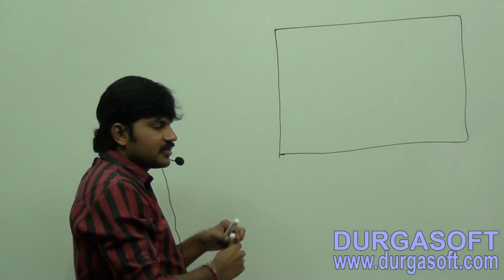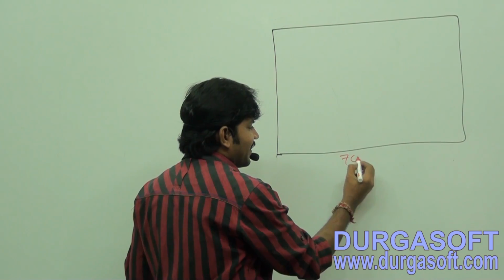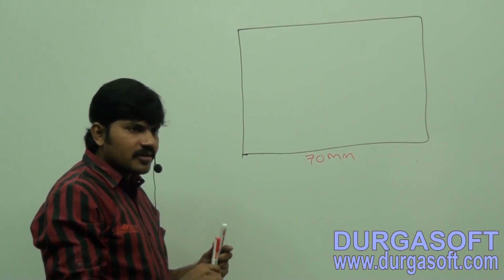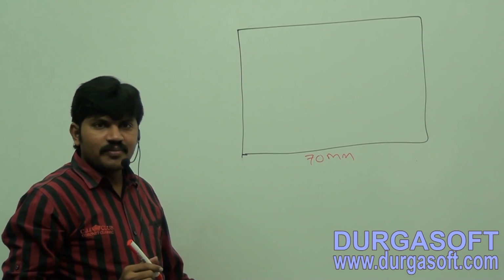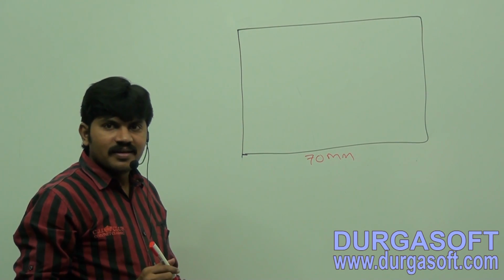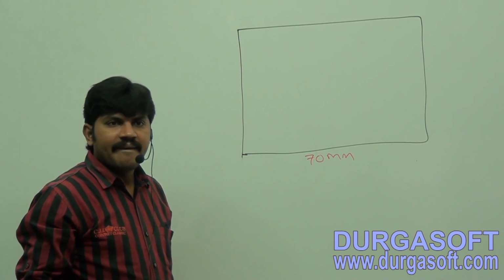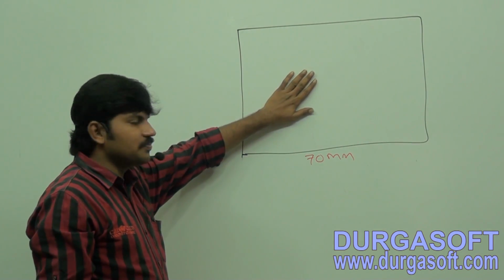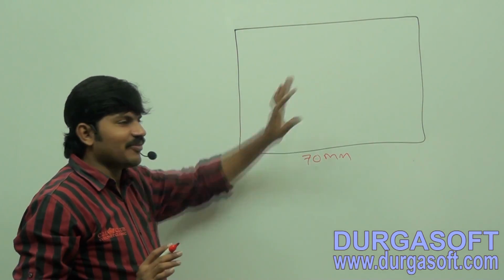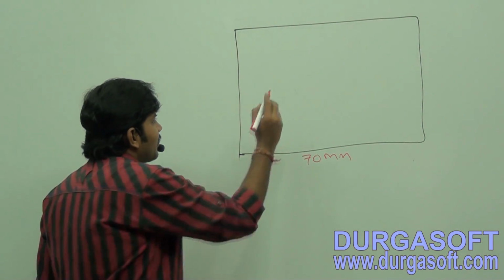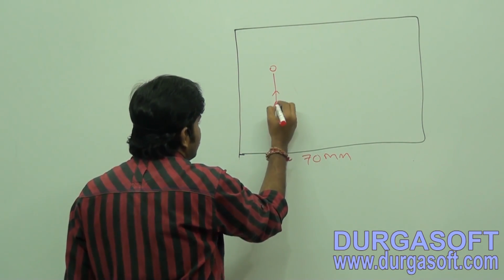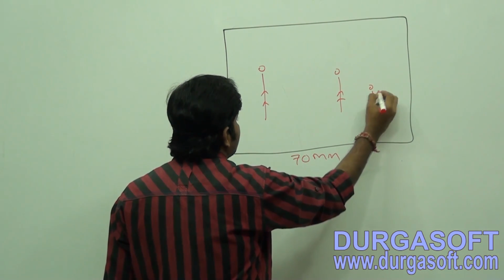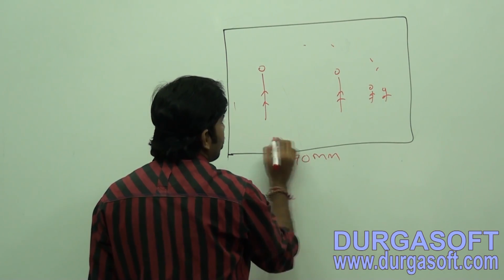Assume we are in front of a 70 mm screen. Now here, the legend, the hero, the heroine, and some character artists are there. There are several of them.